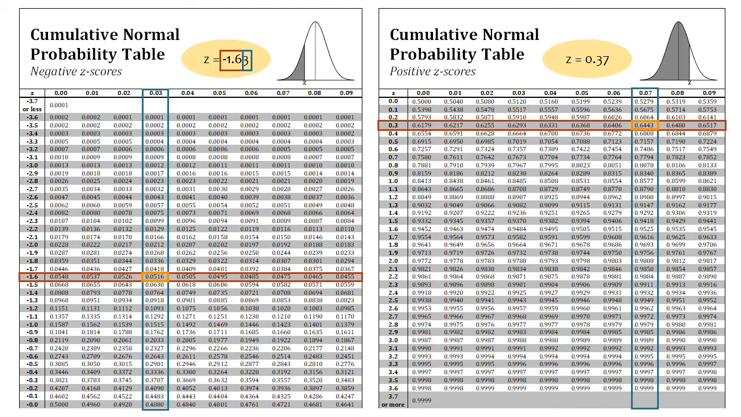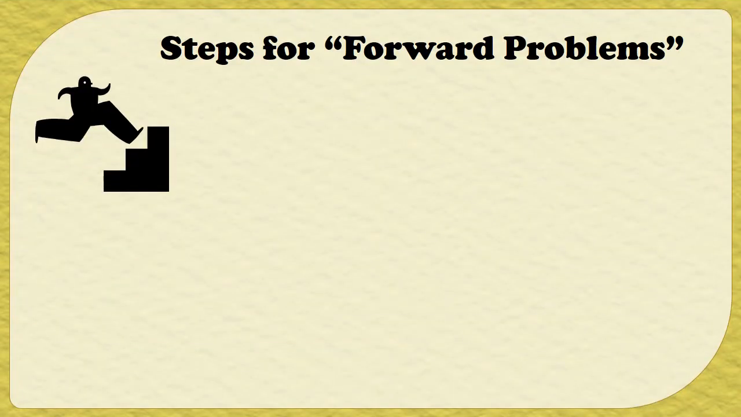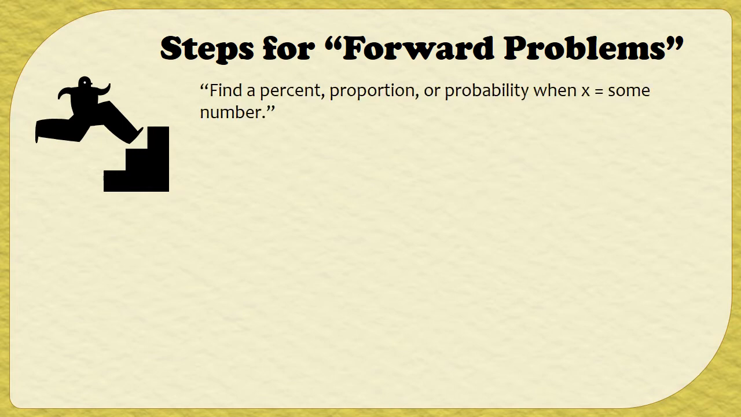Now that we've had some practice using the cumulative normal probability tables, let's look at a few examples. And first, we're going to talk about the steps on how to complete larger scale problems. Here are the steps for completing what I like to call forward problems. A forward problem is a problem that asks you to find a percent, a proportion, or a probability, and you'll generally be given either an x value like a data value, or in the case of these examples today, z-scores.